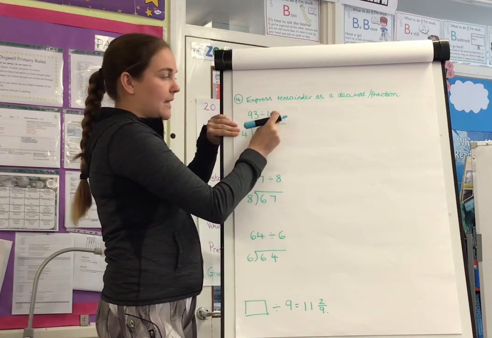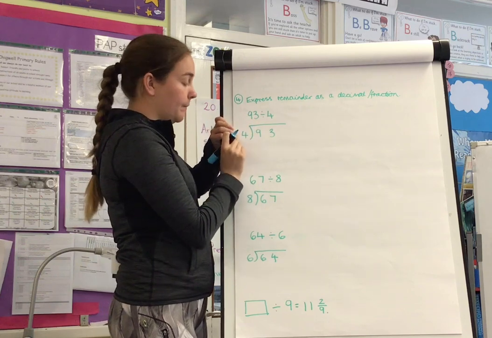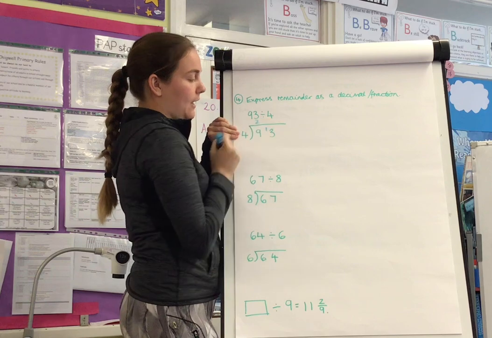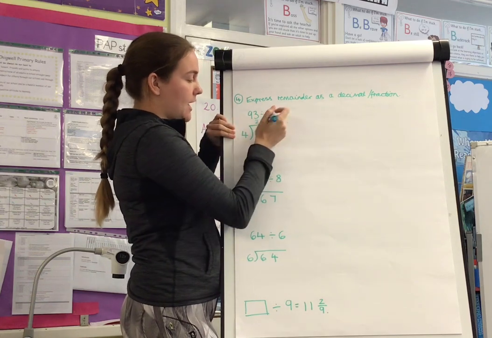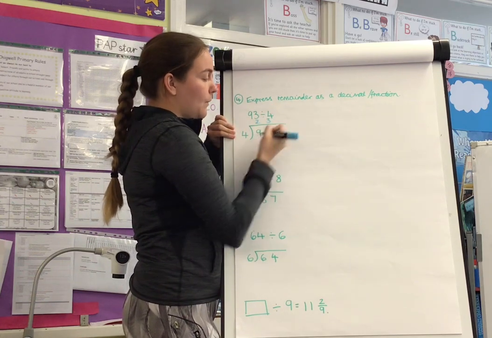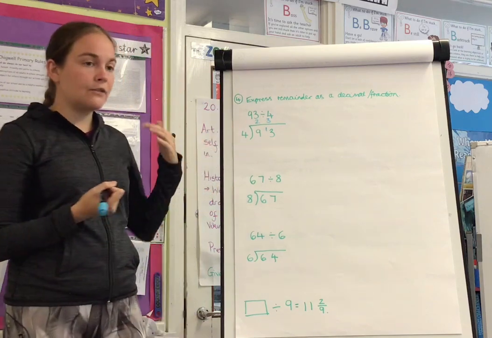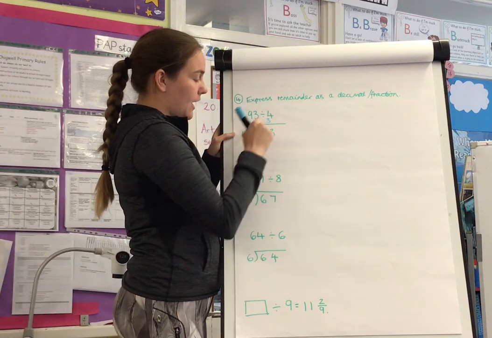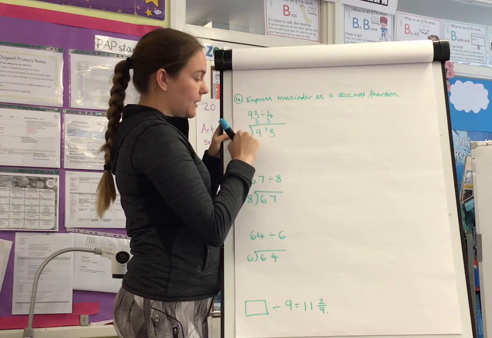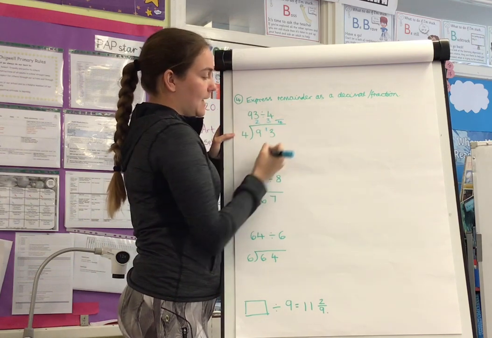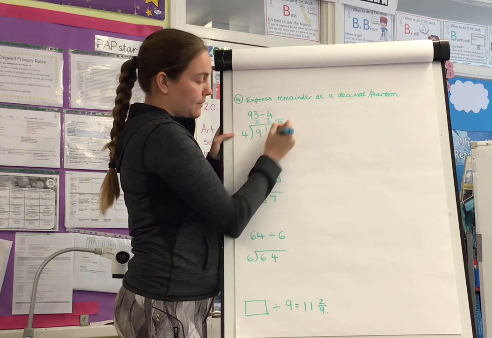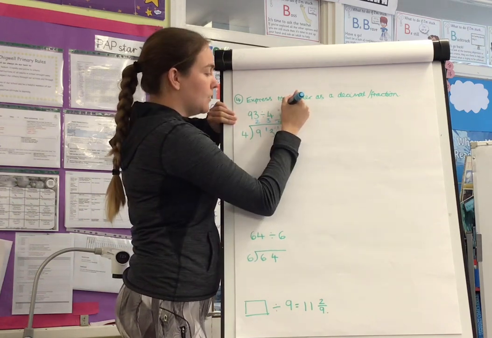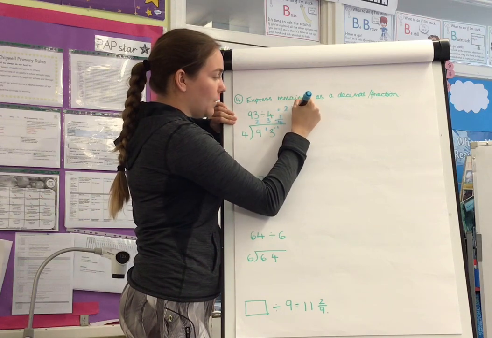I know I'm going to get a remainder because 93 is an odd number. How many 4s go into 9 is 2, which is 1 left over. How many 4s go into 13 is 3, and that would be remainder 1. But instead of using it as a remainder, we're going to use the divisor, which is 4, as the denominator, and the remainder, we said it was remainder 1, becomes the numerator. The answer would be 23 and 1 quarter.